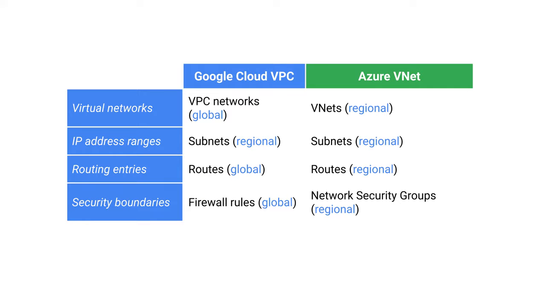The networking services that Google and Azure provide can vary in terms of their scope, as indicated here in parentheses. The key takeaway is that Google VPC networks are global and subnets span regions. Azure maintains the scope of its networks to a regional level.